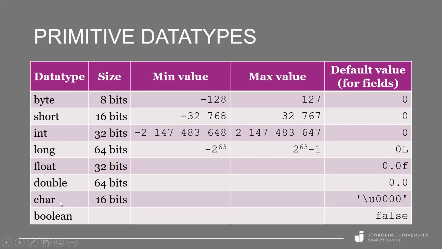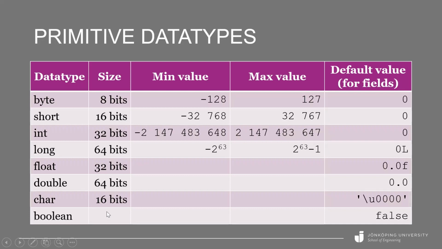Then we have the char data type consisting of 16 bits, and it represents a single character. That can be created like this. And then we have the boolean data type, which can store true and false values.